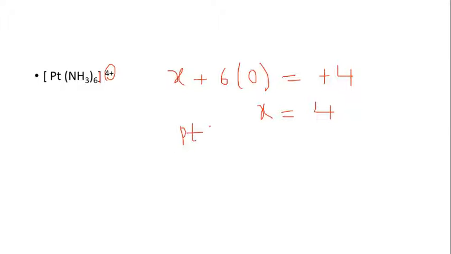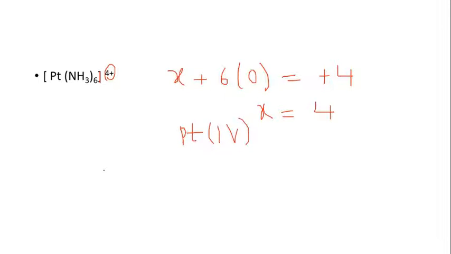Coming to the next example, you have [Pt(NH3)6]4+. So you need to find out the oxidation state of platinum. So platinum, you keep it as X, plus there are 6 ammonia ligands, 6 into, and the charge carried by ammonia is 0 because it is a neutral ligand. So 0 is equal to +4. This is because the coordination sphere is carrying a charge of +4. That's why it is equated to +4. So X is equal to +4, because this 6 into 0 is 0. So platinum is in +4 oxidation state.